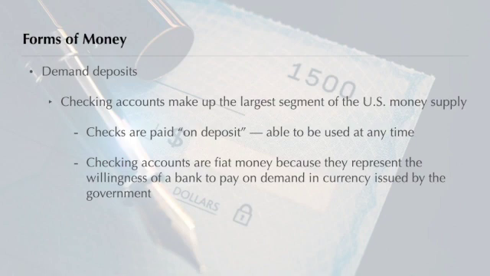Checking accounts make up the largest segment of the U.S. money supply. Because checks can be paid on demand, in other words at any time, checking accounts sometimes are referred to as demand deposits. Checking accounts are fiat money because they stand for the bank's willingness to pay on demand in currency issued by the government. Checks generally are accepted because banks are willing to pay the amount of the check when it is presented for payment. Checking accounts, therefore, are considered money because they are a medium of exchange, a standard of value, and a store of value.